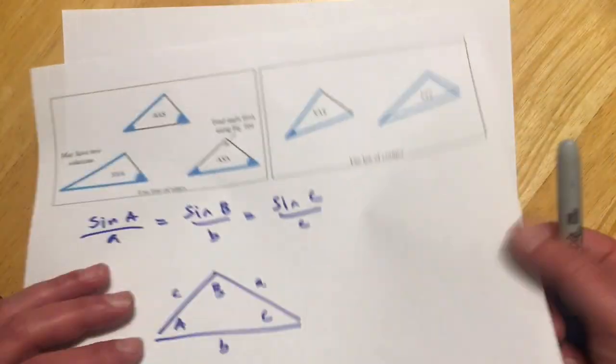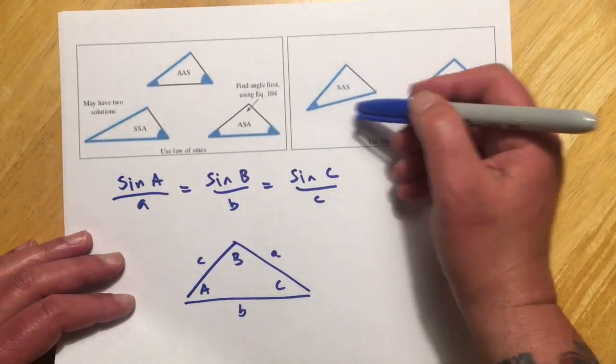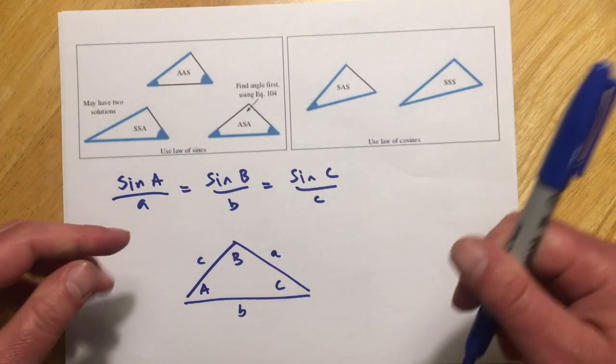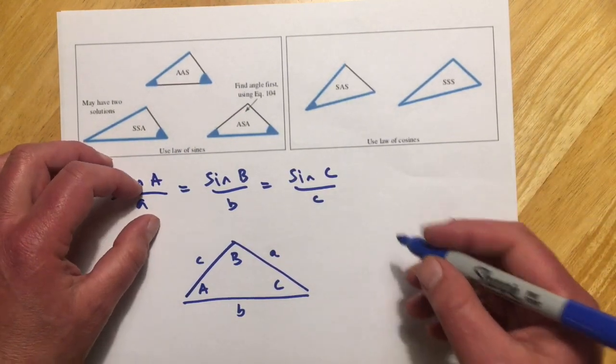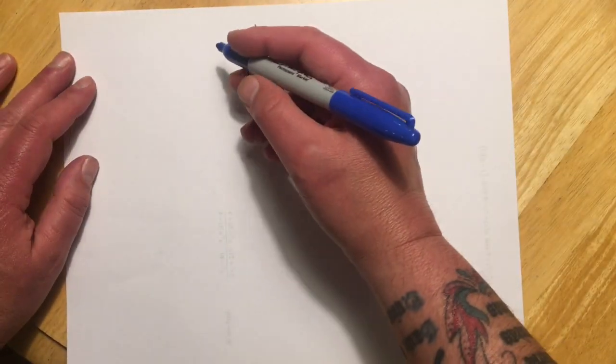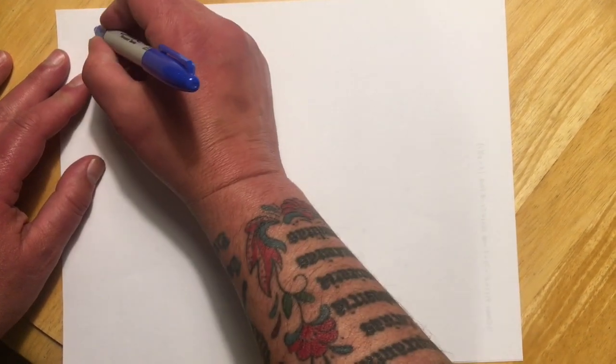Okay, so next up is law of cosines. That was for side angle side and side side side. Law of cosines has three forms. It's in the notes. I'll write the basic form as I'm doing the problem. So this first one is side angle side.